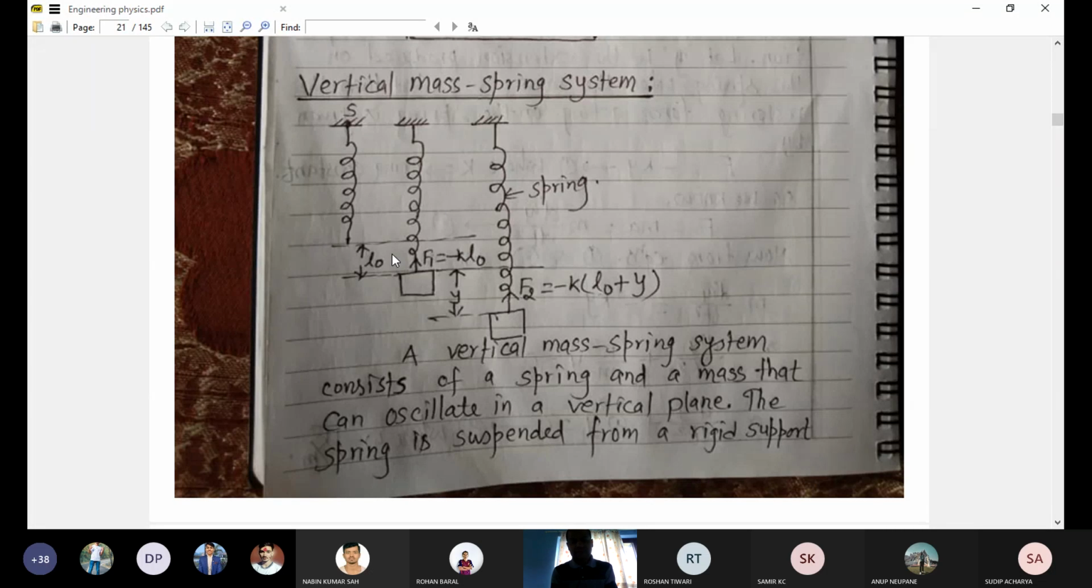And at this time, restoring force is produced on the spring. What is the formula for restoring force? Restoring force F1 equal to minus KL0. This is the expression for restoring force acting on the spring when the mass is suspended. This is second case. And in third case, but until now, the motion is not oscillatory.